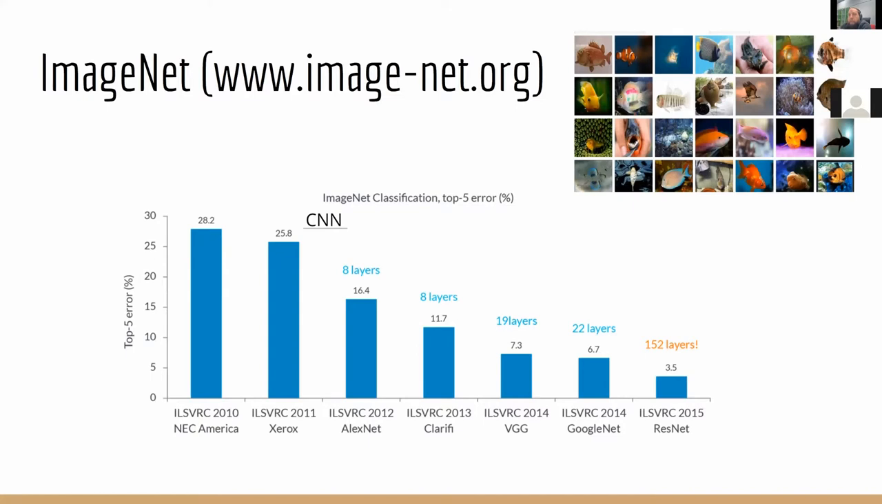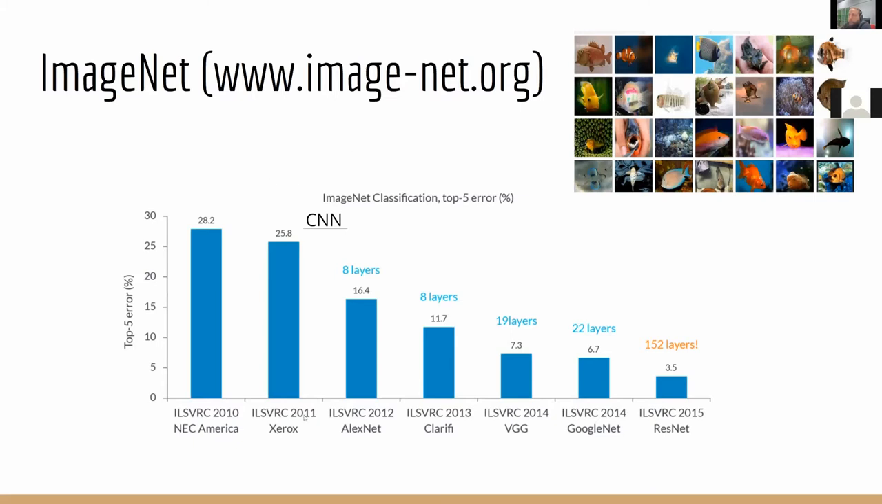So there's this big data set of images called ImageNet that you see here. It has thousands or, I don't know, millions of images that have been manually separated, or have labels of hundreds of different categories. For example, fish, you would get a bunch of pictures like that. And there's a competition every year on who can best predict these categories.